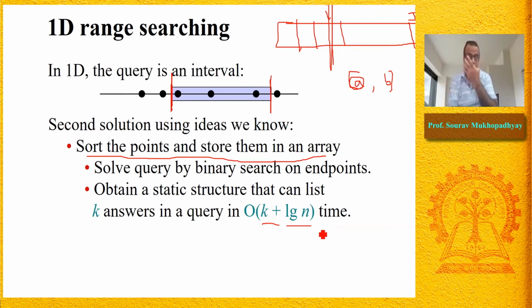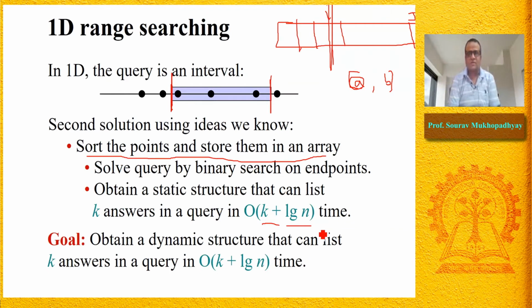We want to report all the points in a k plus log n way. This data structure is not dynamic, because this is a static arrangement. If we have to insert a new element there, then again we have to sort it. So this is one of the drawbacks of this sorting approach.